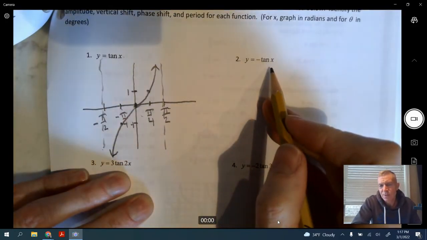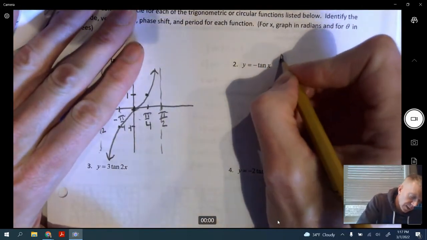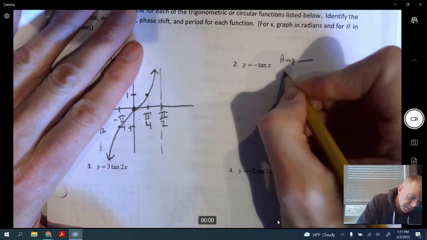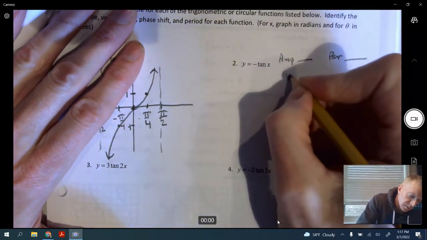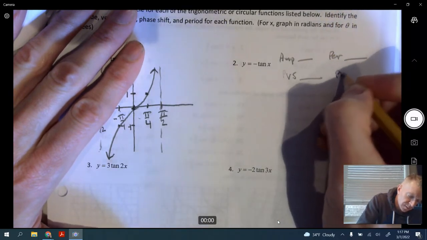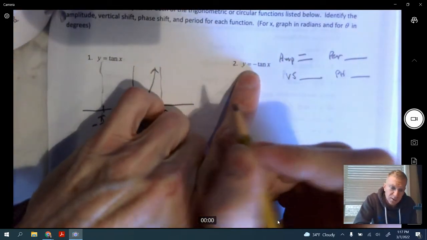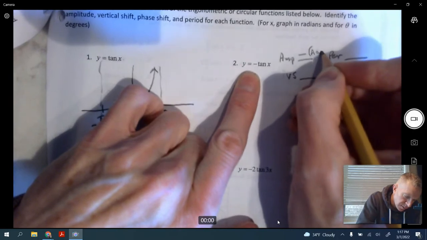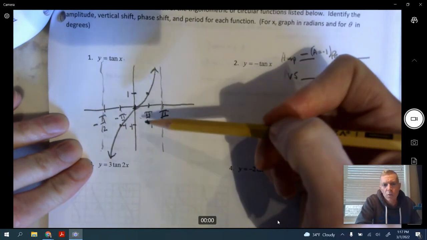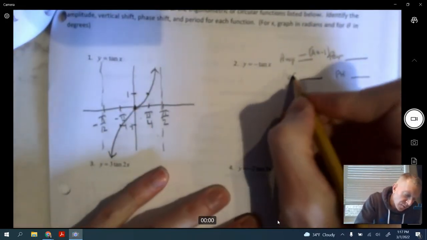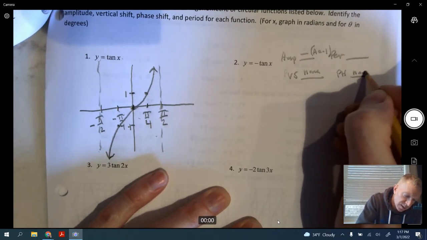The only thing that changed about this one is there's a negative in front of it, okay? So let's just get in the habit of doing amplitude, period, vertical shift, and phase shift, or horizontal shift. Amplitude, remember there's no amplitude for tangent. However, our a value is negative 1. That a value of negative 1 means your graph is going to be flipped. It's going to be reflected over the x-axis, okay? So your vertical shift, there's none. For horizontal shift or phase shift, there's none, okay?